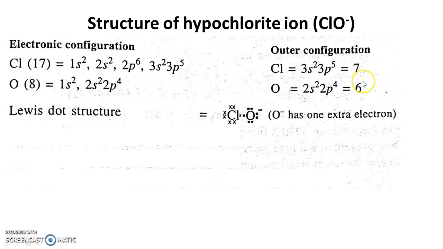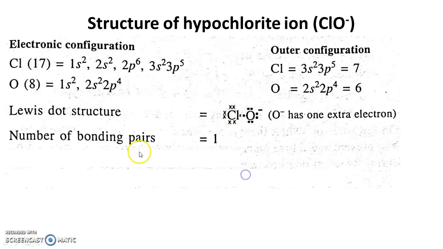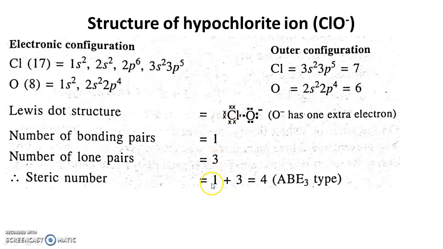Now, knowing the number of electrons present in the outermost shell, one can draw the Lewis dot structure for the ClO- ion, that is the hypochlorite ion, and this is the Lewis dot structure. In between chlorine and oxygen there is one bonding pair, so there is a single bond between chlorine and oxygen, and there are 3 lone pairs at chlorine, 1, 2, 3. Therefore the number of bonding pairs is 1, the number of lone pairs at chlorine is 3, and the steric number will be 1 plus 3, bond pairs plus lone pairs, which is equal to 4.